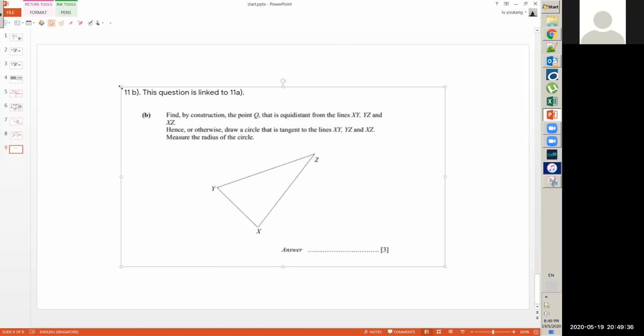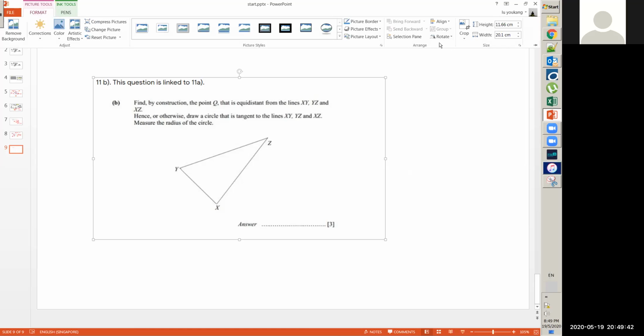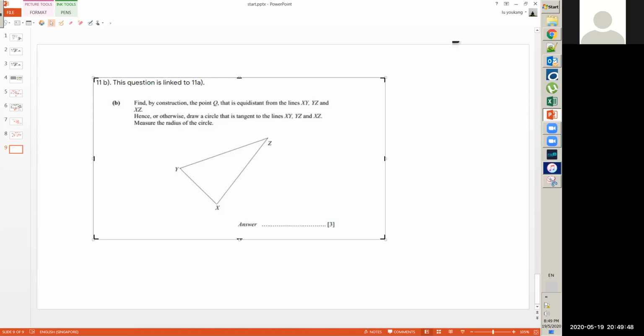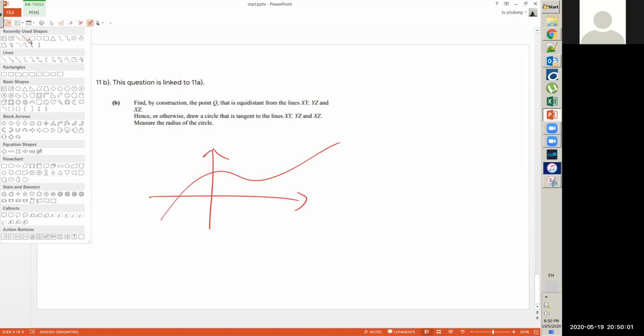So let's focus on the second part. The meaning of tangent to the circle. Okay, what is the meaning of tangent to something? What's your understanding? Is it that you touch? It touches at one point, right?